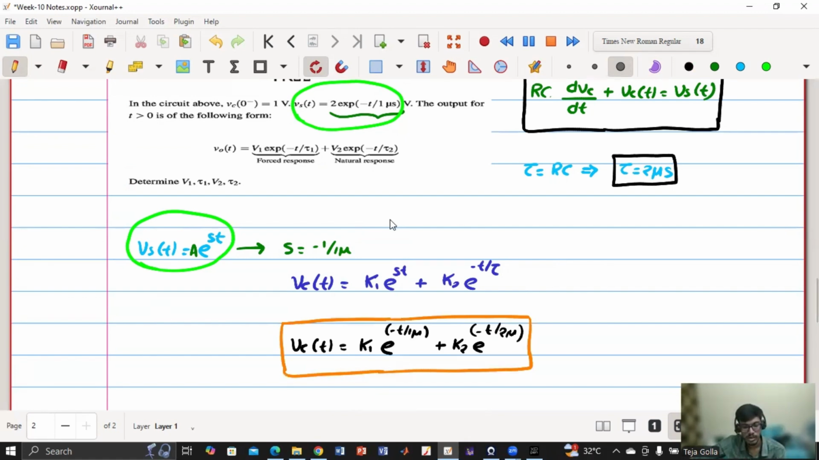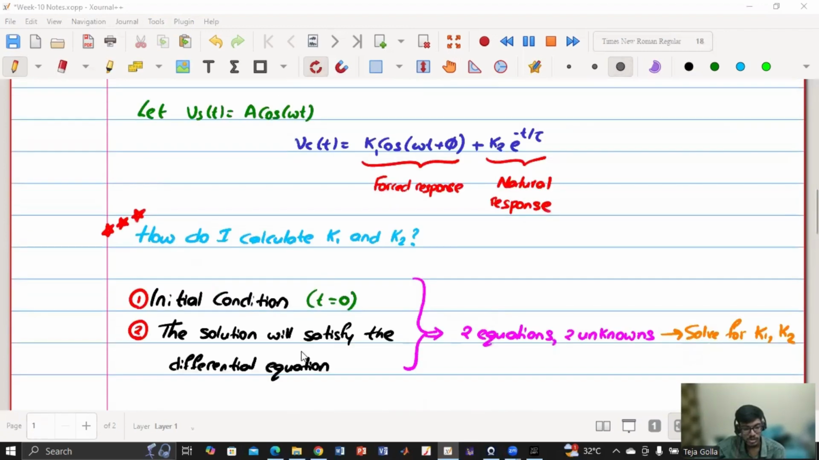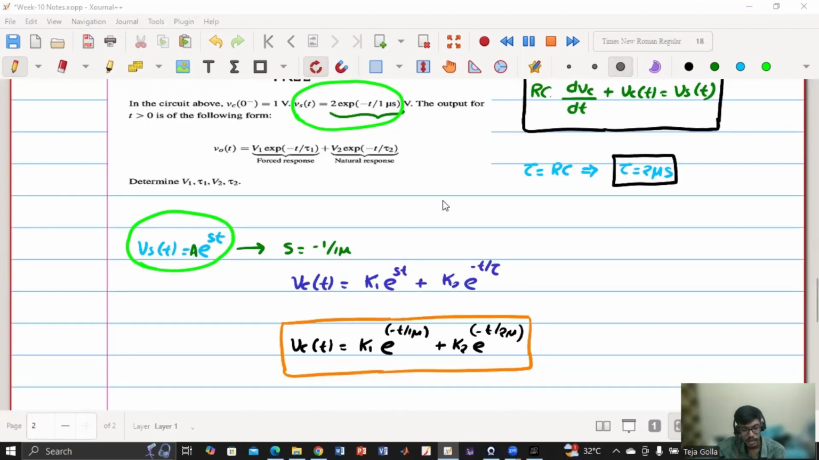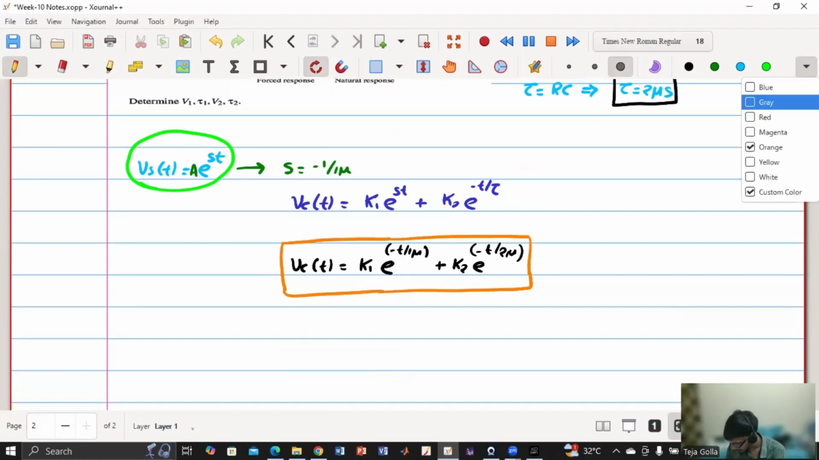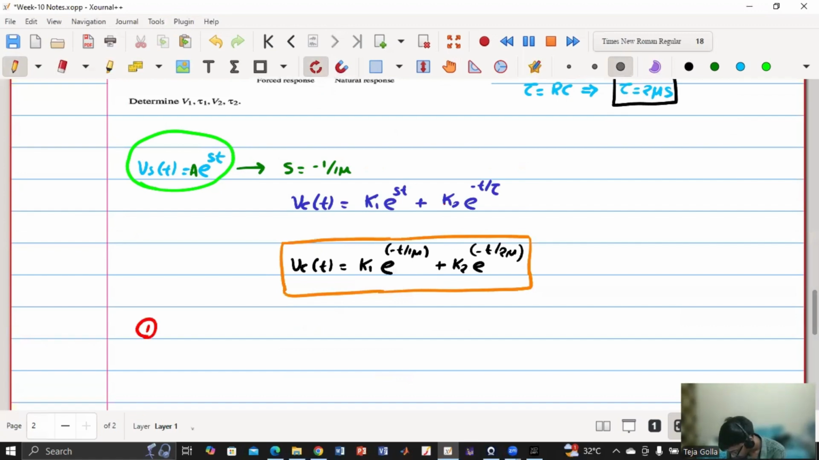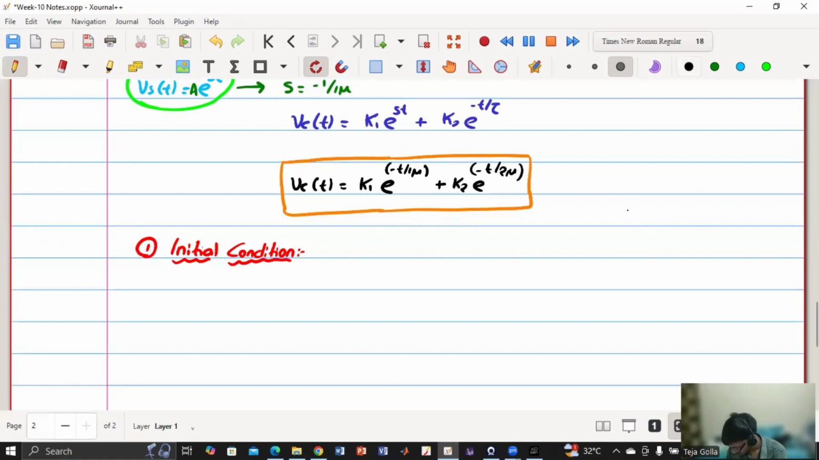Okay, now it is clear. So now, as I told, we are going to use the initial condition, and the solution will satisfy the differential equation. So now let us use the initial condition. The first equation that we are going to get is from the initial condition. Let us see. What they have given is the initial condition Vc of 0 minus is 1 volt. So Vc of 0 minus is equal to 1 volt.